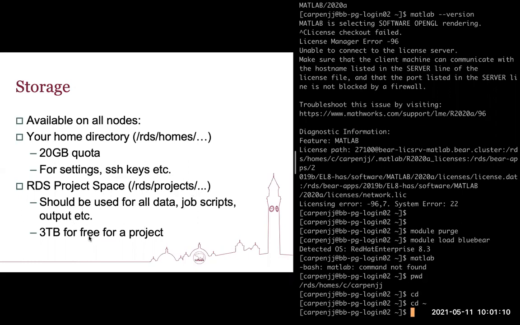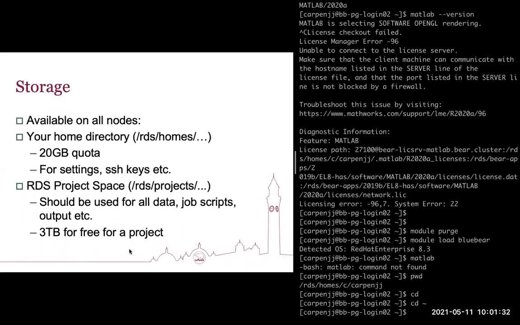And you can request, when creating a BEAR project, for up to 3 terabytes of RDS storage per project. So it's quite beefy, and you can exceed that. There is a cost involved, which I think is around £100 per terabyte for 5 years. It might be a little bit more than that now, but it's in that ballpark.